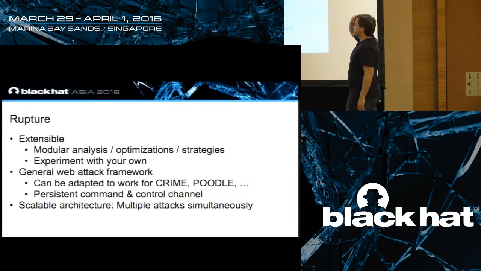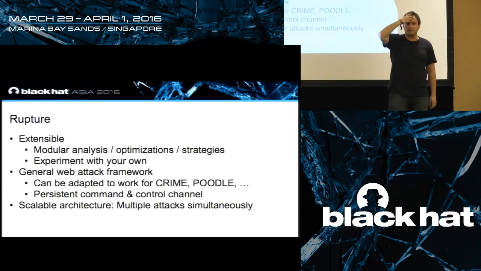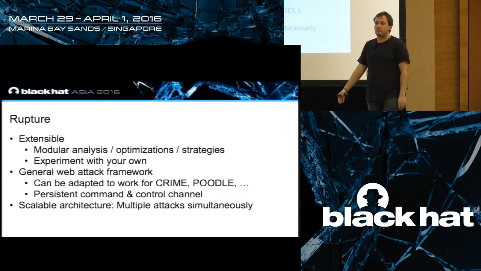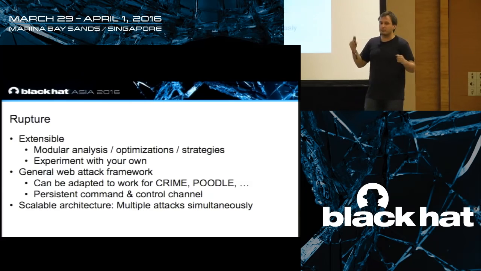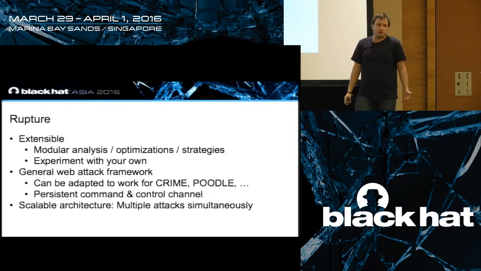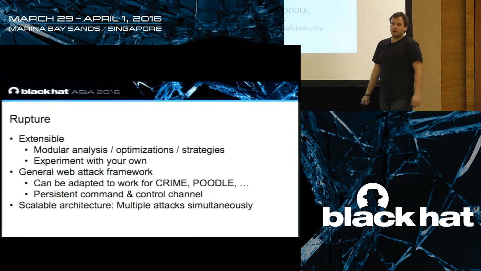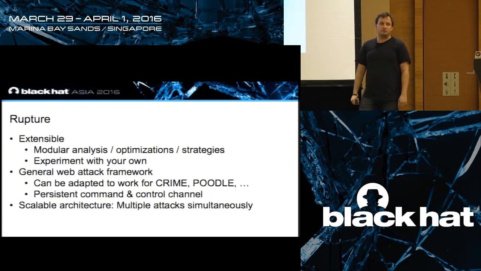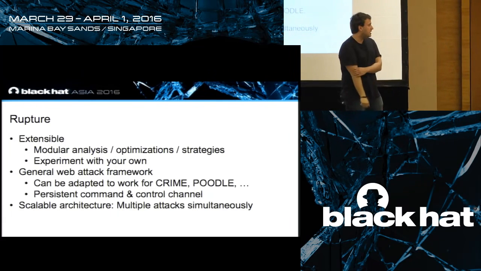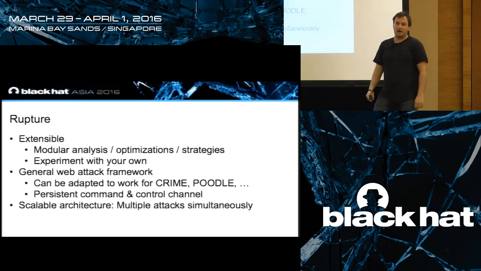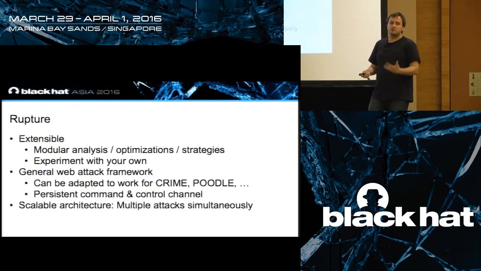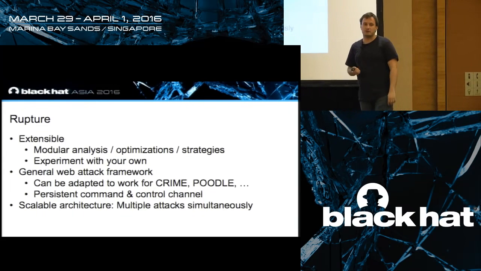This is also a general web attack framework. This is interesting. The mechanism I showed you previously, the command and control channel, is actually something that we do. The Rupture framework deploys a client code that maintains a persistent connection, and this can be used for very many attacks. For example, CRIME and POODLE, previous attacks against TLS, could be easily coded in Rupture, and in fact, we have a team of two master students that are implementing CRIME right now. It's mitigated, but it's an interesting experiment.